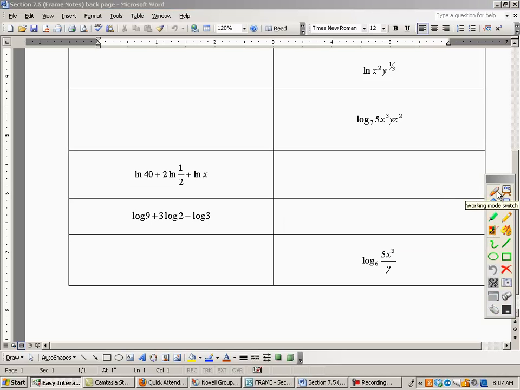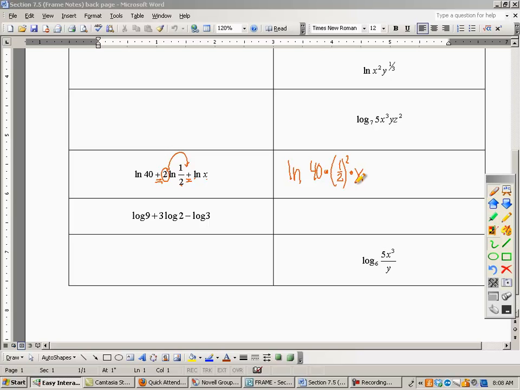If I give you multiple logs, the question is, can you put them together? Well, I see addition, which means I'm going to multiply, and I see a number in front, which means it's going to be an exponent. So here's what I'm going to do. I'm going to say the natural log, I should only have one log. I have 40 times 1/2 gets squared because the exponent, the number in front is the exponent, and then times x.